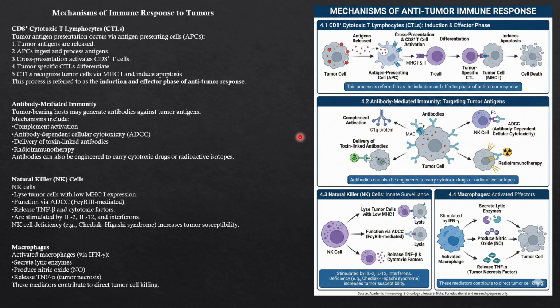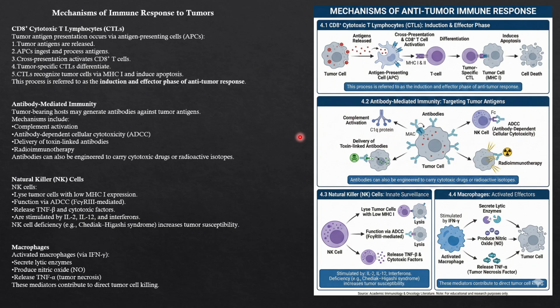So this slide basically shows the mechanisms of the immune response to tumors. For the CD8 plus or cytotoxic T lymphocytes, the CTLs, tumor antigen presentation occurs via the antigen presenting cells or APCs. The tumor antigens are released, the APCs ingest and process the antigens, and cross presentation activates the CD8 plus T cells, and the specific tumor CTLs differentiate. The CTLs recognize the tumor cells via MHC1 and induce apoptosis, and this process is referred to as the induction and the effector phase of the anti-tumor response.